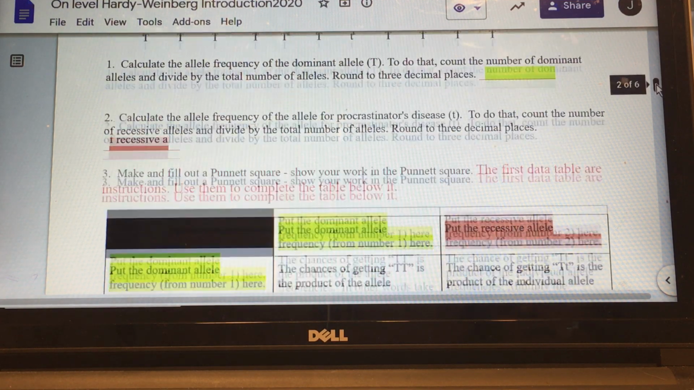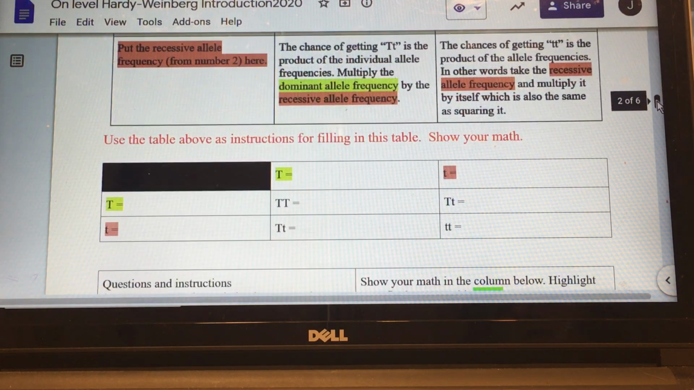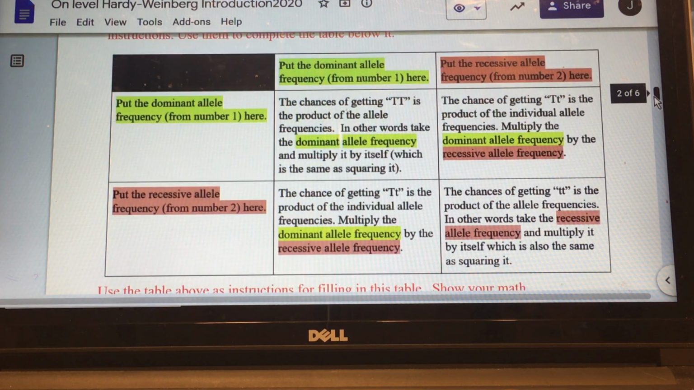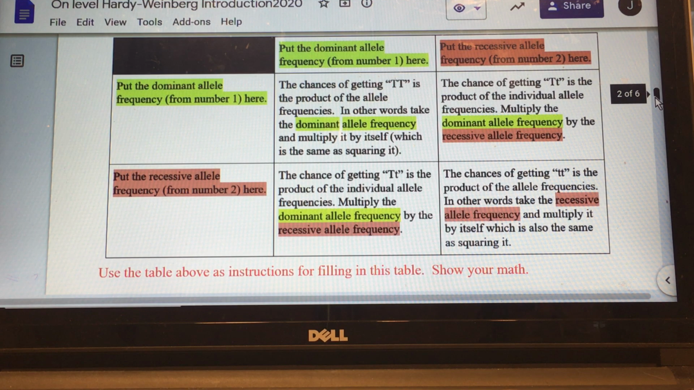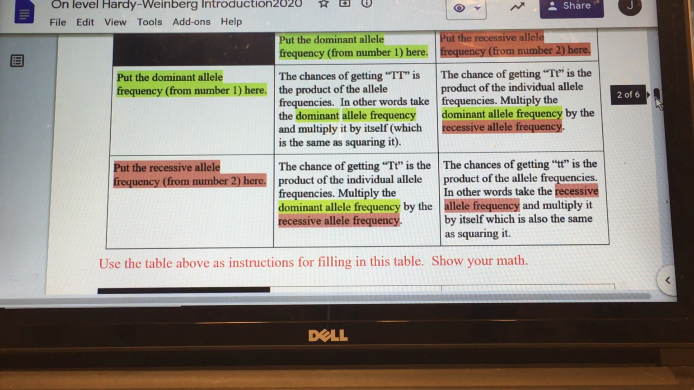Now, when you're filling in your data table below, your dominant allele frequencies, which I highlighted in yellow, go in the yellow, and your recessive allele frequencies go in the pink. These 2 numbers, the numbers by each little t will be the same, and the numbers by each big T will be the same. Basically, what I'm going to talk you through are the instructions in this data table. This data table tells you exactly how to fill in your Punnett square.